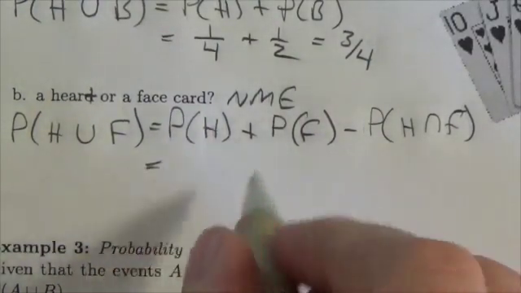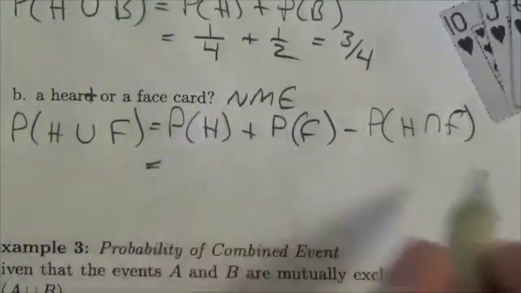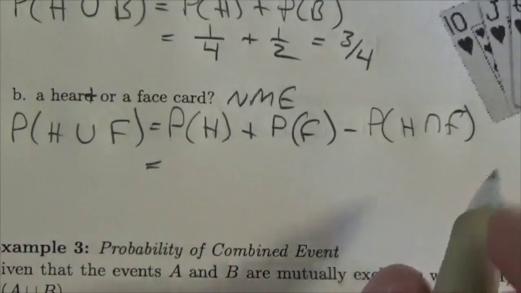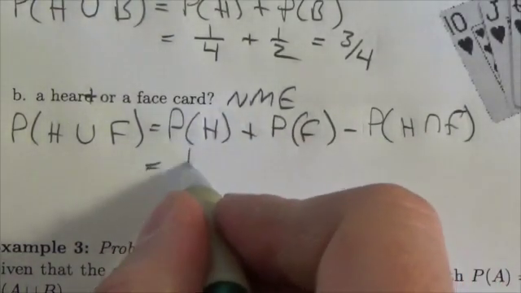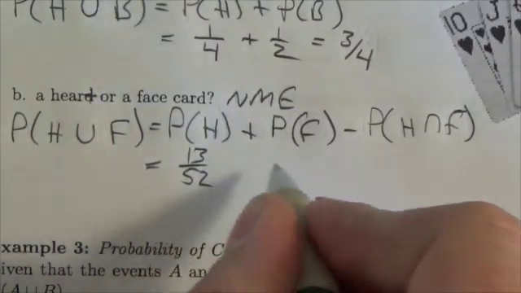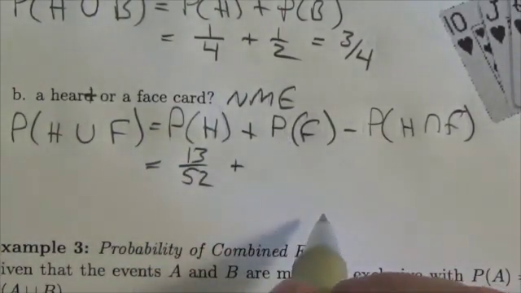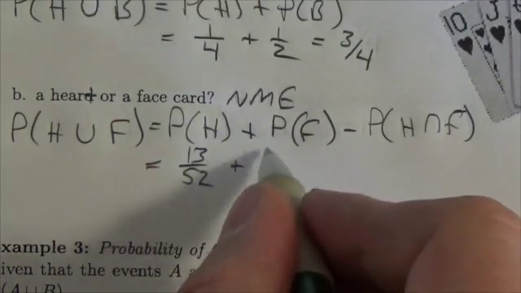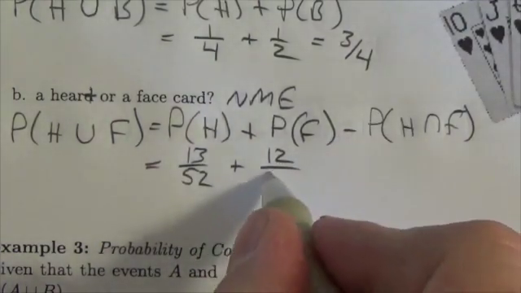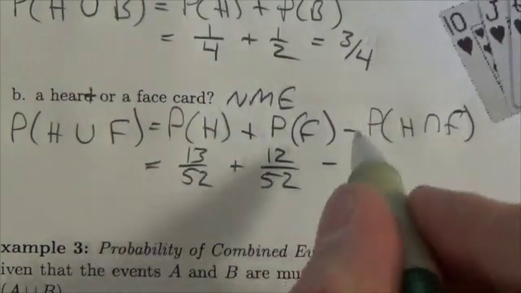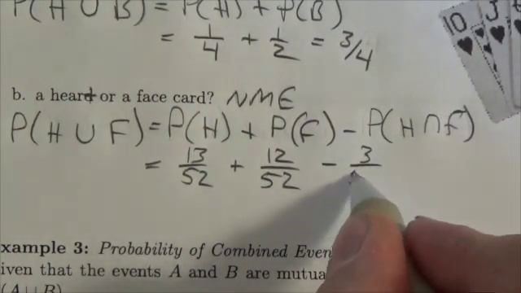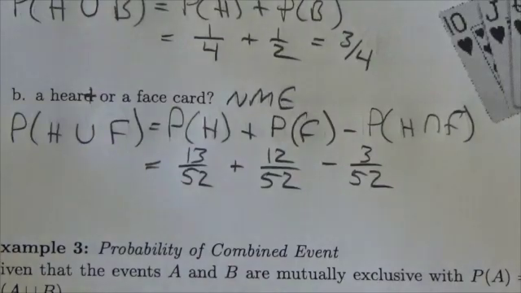Now I'm going to do this a little bit differently here. I'm going to do this all out of 52 just to make the math a little bit easier. So the probability of getting a heart is going to be 13 out of 52. The probability of getting a face card, now let's just think about that. There are 3 face cards per suit, and there are 4 suits. That's 12 face cards out of 52. And then there are going to be 3 out of the 52 that are hearts and face cards.